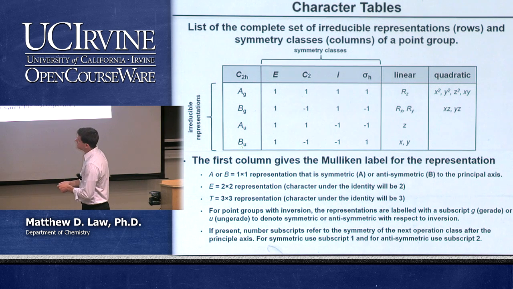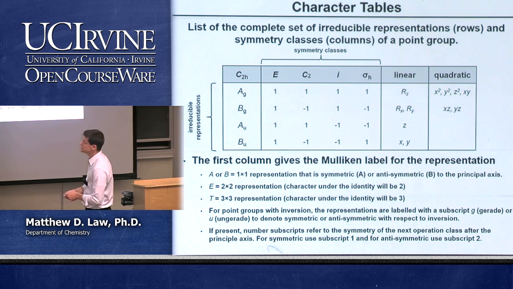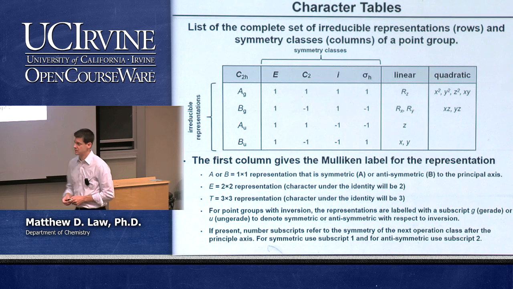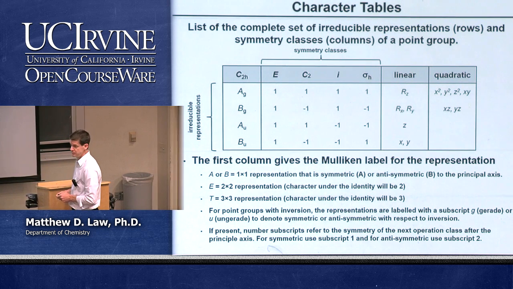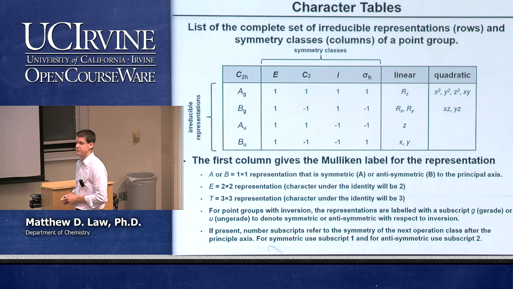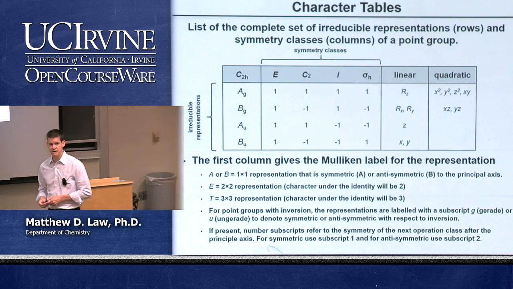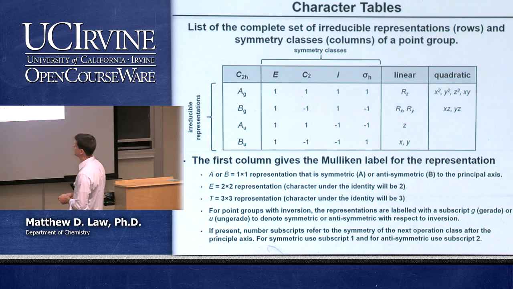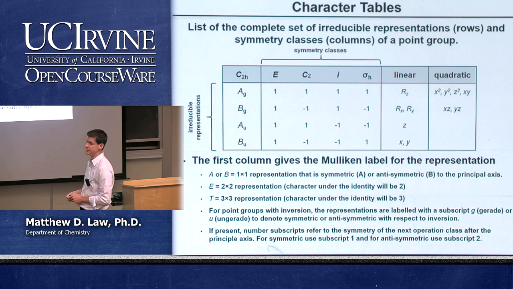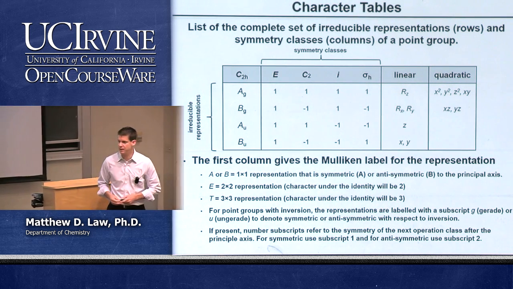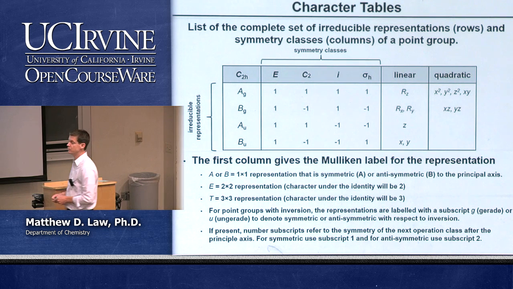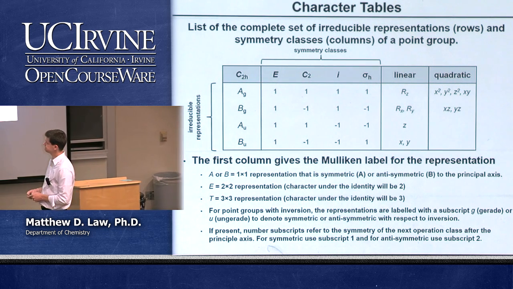Sometimes you'll see an E instead of an A or B, and sometimes you'll see a T. If you see an E, this means that you have a 2-by-2 matrix, and the character under the identity operation is then going to be a 2. And if you see a T, that means you have a 3-by-3 representation, and the character under the identity operation is going to be a 3. We'll see this example in a little bit, when we talk about a molecule with the C3 axis.